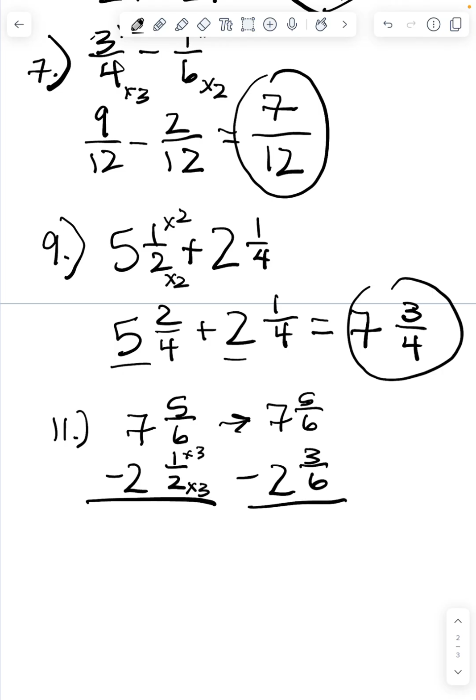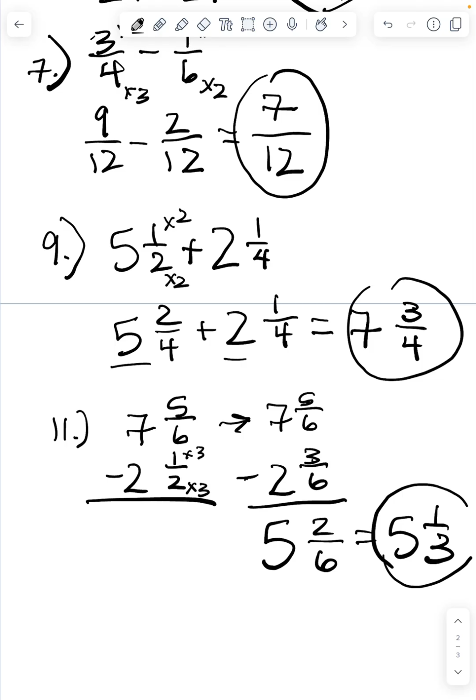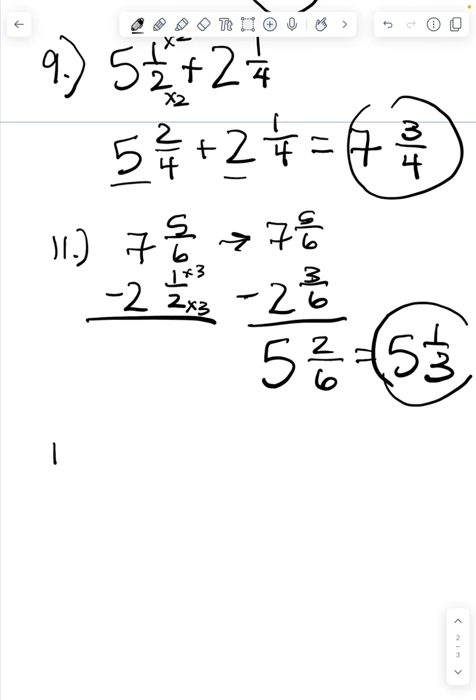So 5 minus 3 is 2/6. 7 minus 2 is 5. And reduce it. 5 1/3. Number 13.